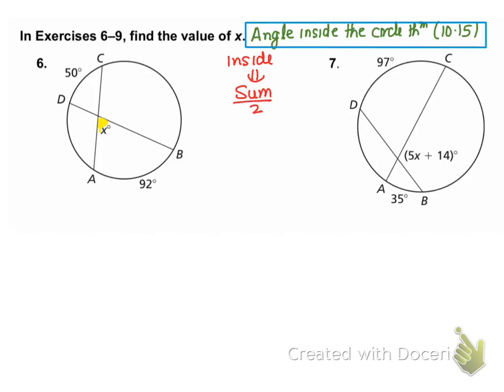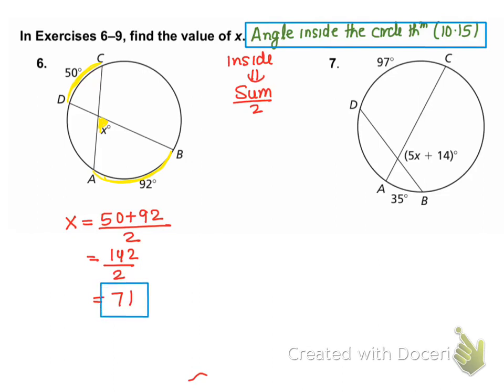So x is here, and the intercepted arcs are like this one, these are the intercepted arcs. So how do we do that? X is what? 50 plus 92 over 2, and you simplify, you get 142 over 2, that's 71. Your answer is 71 for this question. Let's move to the next problem.